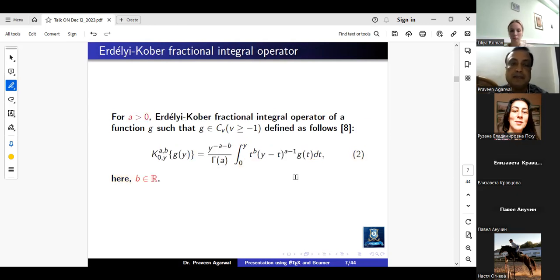On the same line, the Erdélyi-Kober fractional integral operator is defined, which is given by equation number 2. You can see that for a greater than 0, the Erdélyi-Kober fractional integral operator of a function g, such that g belongs to C_nu, is defined by K^{a,b} g(y) equal to y raised to power minus a minus b upon gamma(a) integral from 0 to y of t^b (y minus t) raised to power a minus 1 g(t) dt. Here b belongs to R.